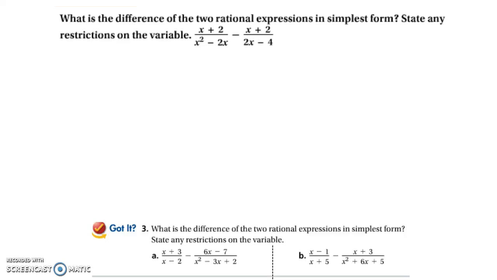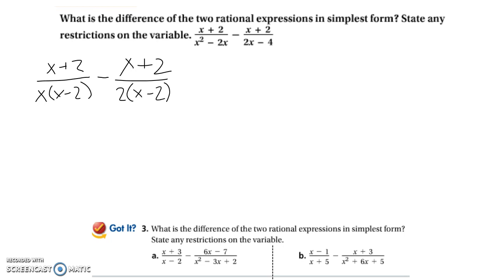This is part 2 of adding and subtracting rational expressions. For the two rational expressions shown at the top of the video, we need to first start by factoring so that we can get a common denominator. So the first fraction is x plus 2 over x times x minus 2, and we're subtracting the fraction x plus 2 over 2 times x minus 2.